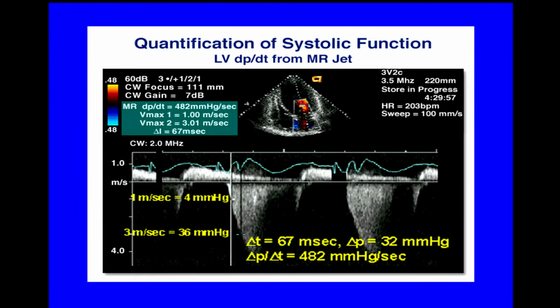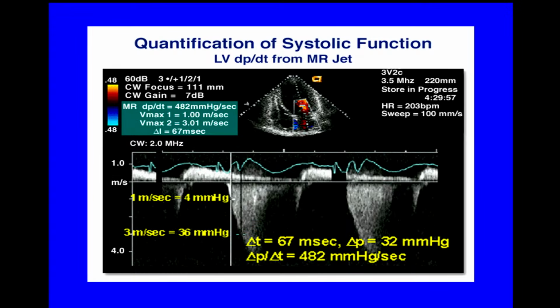This is the dp/dt concept for quantifying MR. We do not really rely on that. It has been used more in research than really clinical applications. The concept is to look at the pressure gradient between two time points, one corresponding to 1 meter per second and another corresponding to 3 meters per second. If you limit it to these two values, then your numerator will always be 32 millimeters mercury. All you need to do is measure the time interval between these 2 points.